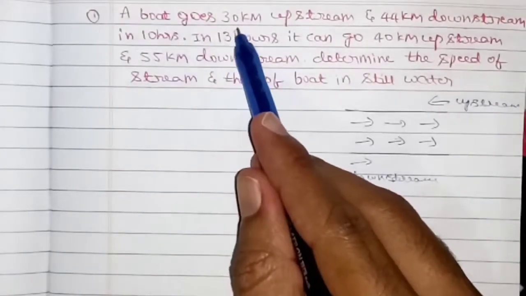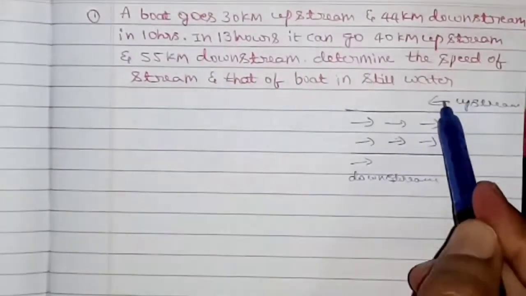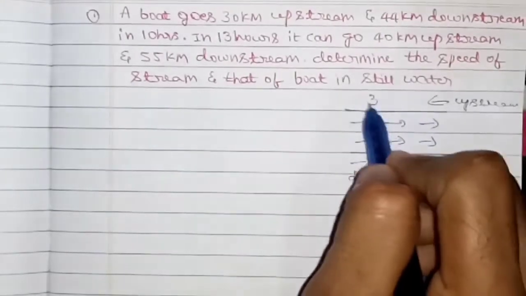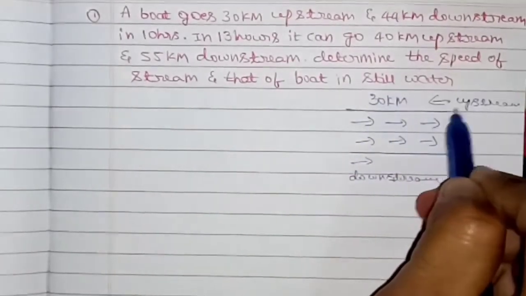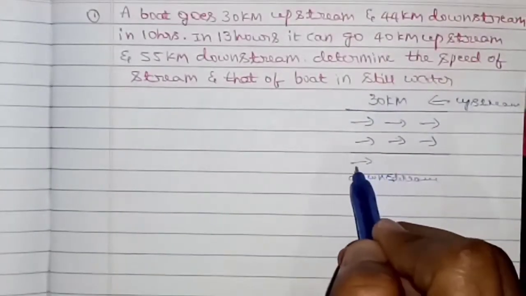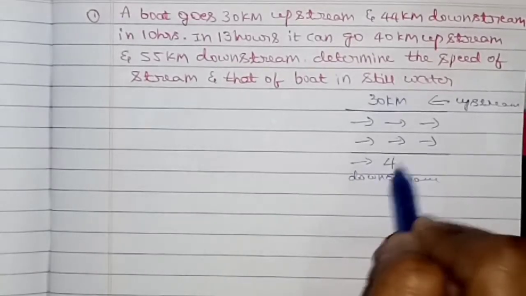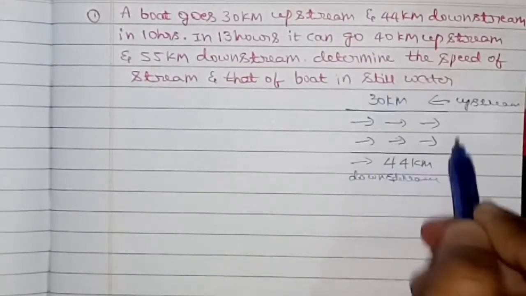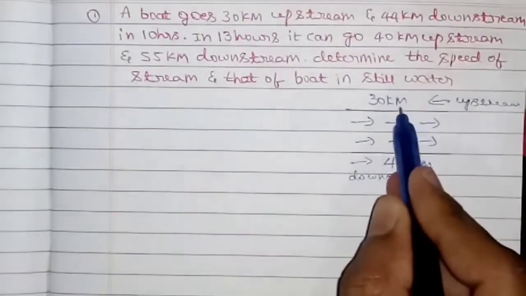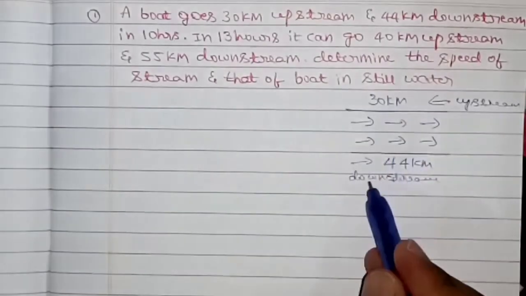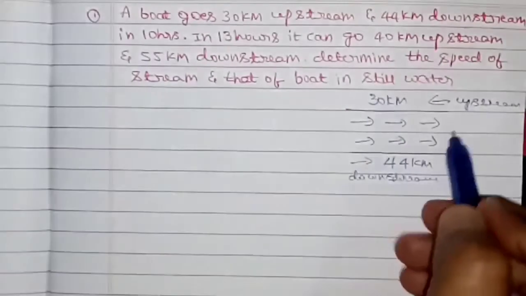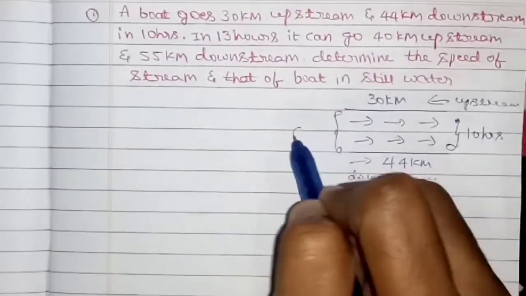Here a boat goes 30 km upstream. So the boat is moving from here to here, a distance of 30 kilometers, children, for upstream, and also 44 km for downstream, from here to here. This is for upstream and this is for downstream. Upstream is 30 kilometers, downstream is 44 kilometers, and it takes 10 hours. And this is case number 1.